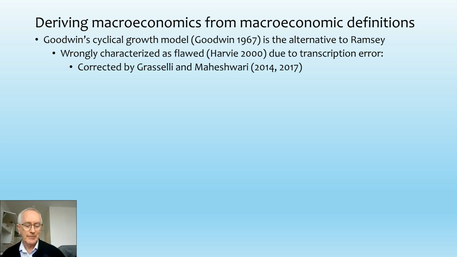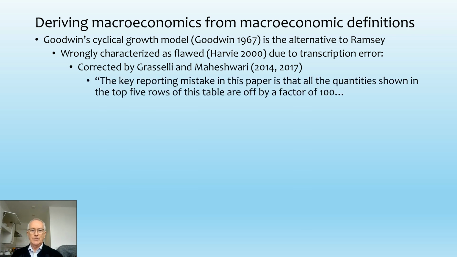We had a hard time getting this correction put into the literature, but Grazelli and Maheshwari managed to do that in 2014, and they pointed out the key reporting mistake that Harvey made in his empirical criticism of Goodwin was that the quantities in the top 5 rows of his table were all off by a factor of 100.